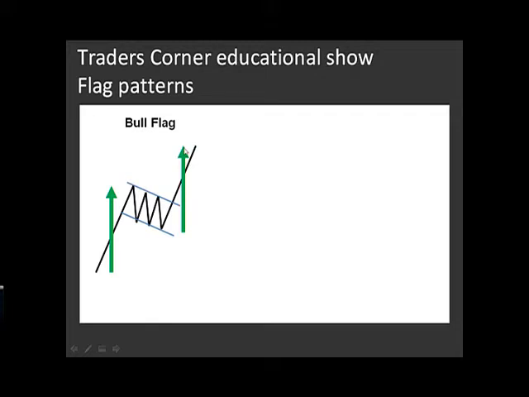There's a saying that flags often fly at half mast, and the reason for that is that if you take that flag structure, you can see that it's trading approximately halfway up from the bottom of the flagpole up to where the ultimate target would be. That flag is flying at half mast in this case.